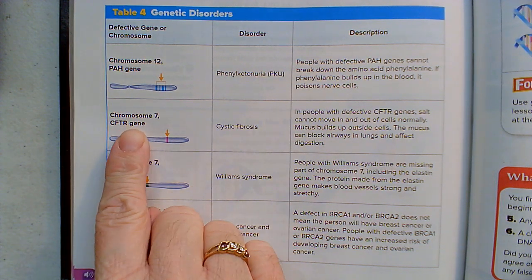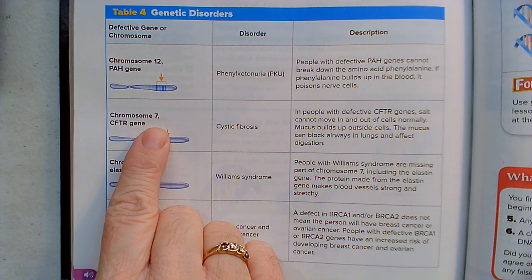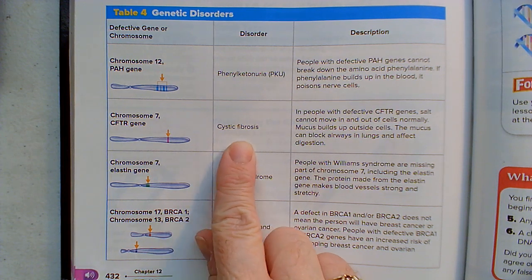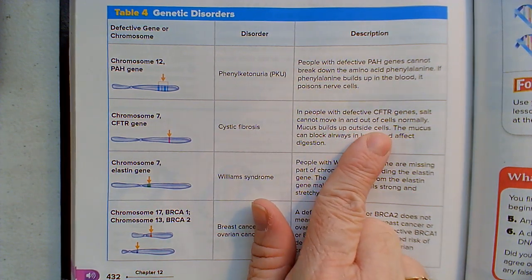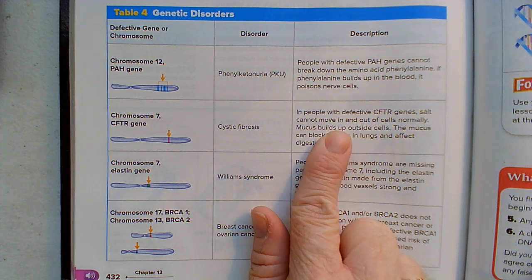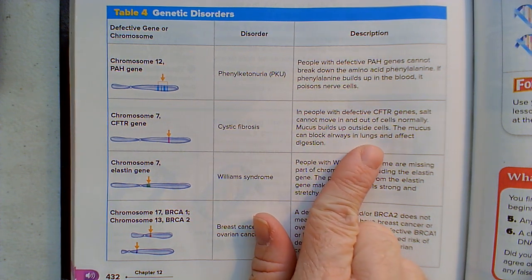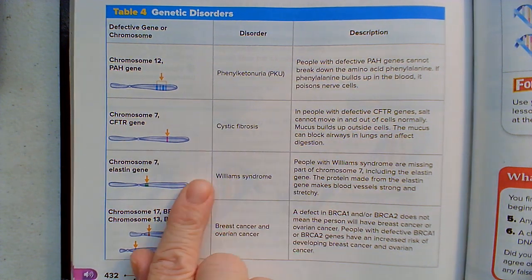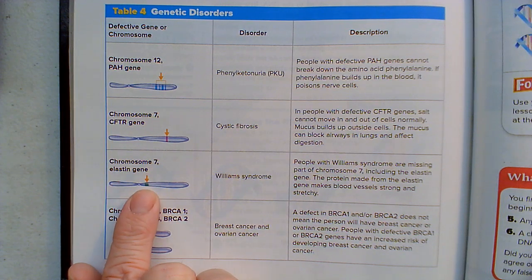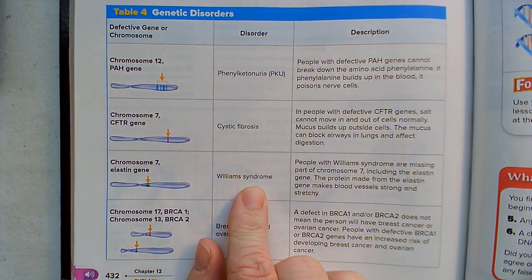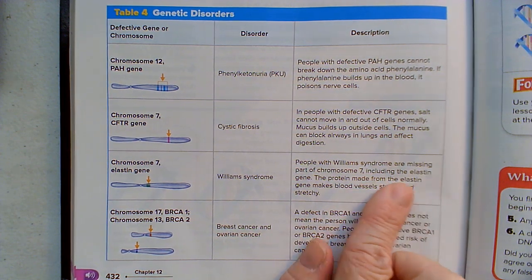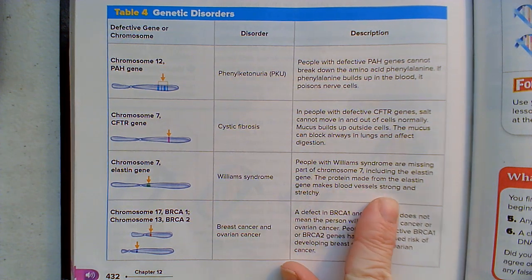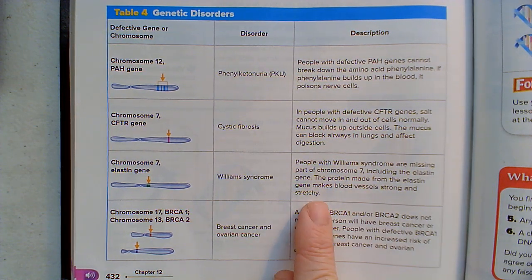Looking at the second one, there can be a problem with chromosome 7, the CFTR gene. This causes cystic fibrosis. So in people with defective CFTR genes, salt cannot move in and out of cells normally. So mucus builds up outside of cells, and the mucus can block airways in lungs and affect digestion. Chromosome 7, the elastin gene, can cause Williams syndrome. People with Williams syndrome are missing part of chromosome 7, so it's a deletion, including the elastin gene. And the protein made from the elastin gene makes blood vessels strong and stretchy.